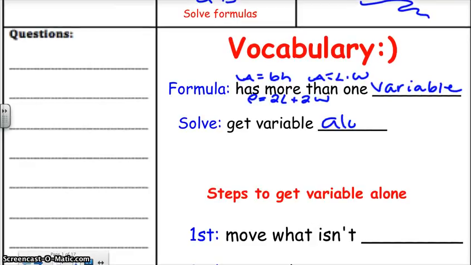And when I say solve, all solve means is get a variable all by itself. Get it alone. That means nothing else is by it. It's all by itself, like an x is equal to something, an a is equal to something. The variable is by itself.